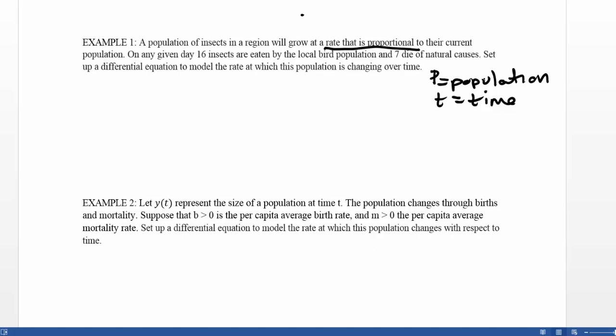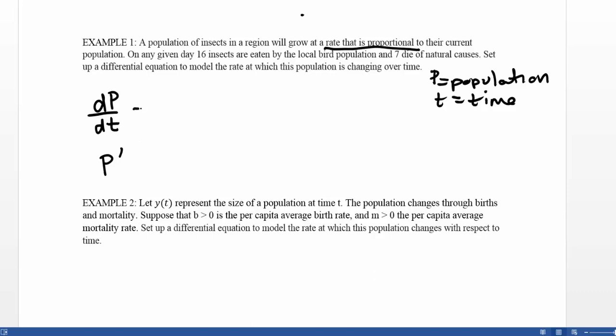So when we talk about the derivative of population with respect to time, there's two different ways we can write this. We can write it as dp dt or p prime. The top notation is called Leibniz notation, and the bottom notation is called Newtonian notation. They both represent the derivative of the population with respect to time. So that is how quickly the population is changing over time. That's what the derivative represents, the change in population.